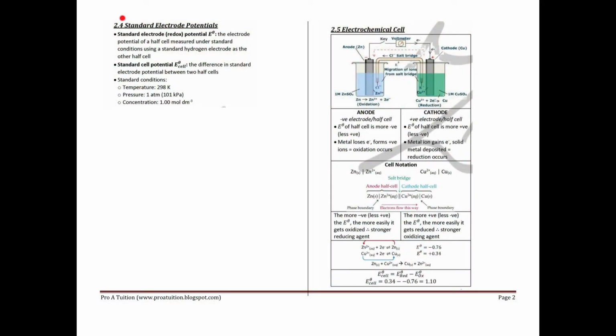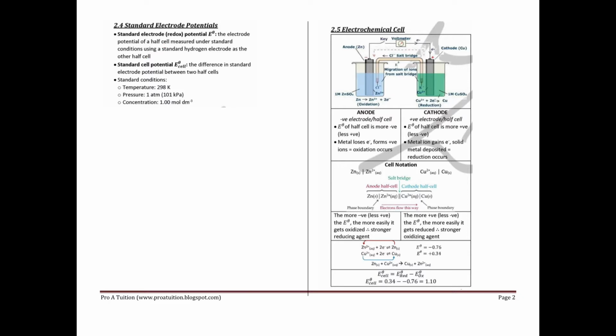So let us see 2.4 standard electrode potentials. Standard electrode or redox potential, E theta. These are the values that you can find from the data booklet. This is the electrode potential of a half cell measured under standard conditions, using a standard hydrogen electrode as the other half cell. So they are trying to tell you how they get the reading from the data booklet.